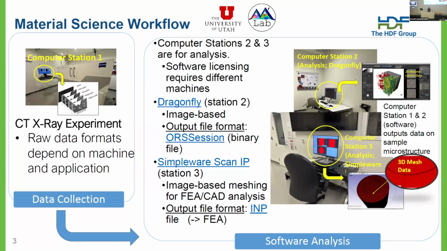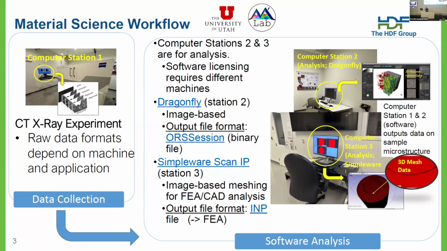They have CT X-ray experiments going on where they have raw data formats that depend on the machine that they're using and the application. So that's the data collection part. They have a dedicated computer station just for interfacing with the instrument. Then once they have that data, they need to do some analysis of it. So they have two other compute stations.